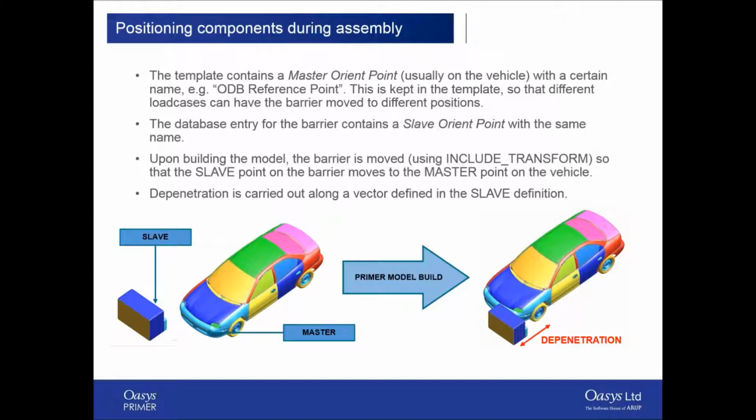And then you also specify an equivalent slave orient point on the barrier model. And so when building the model, the barrier is moved using an include transform, so that the slave point in the barrier moves to the master point in the vehicle, and then the barrier model is depenetrated from the vehicle along a defined vector, and that vector is also specified as part of this. So you end up with a model that is positioned correctly and also depenetrated correctly.